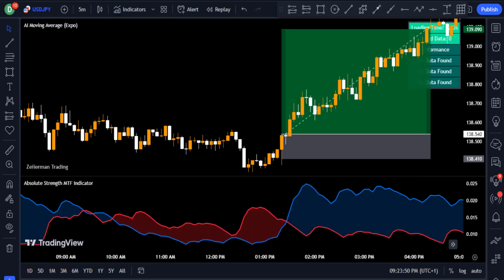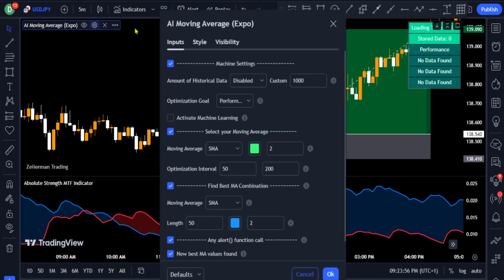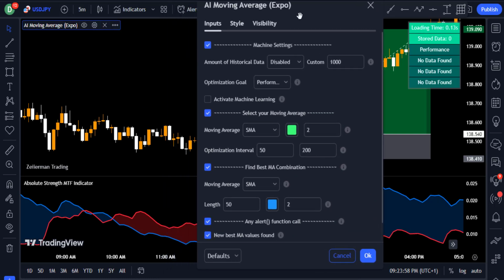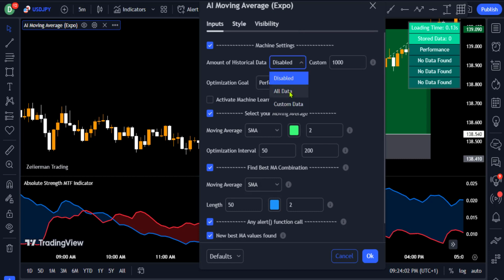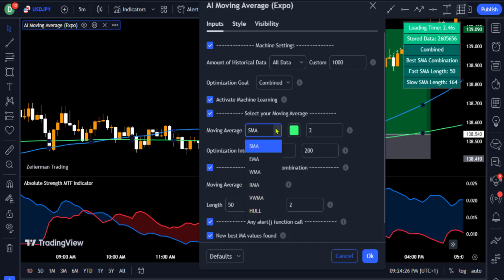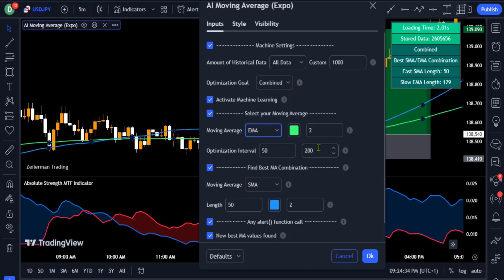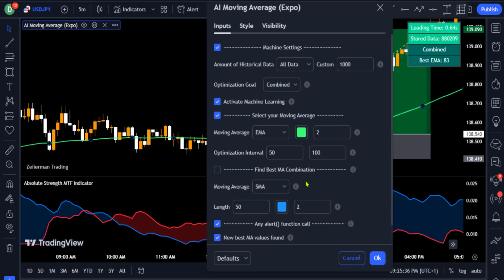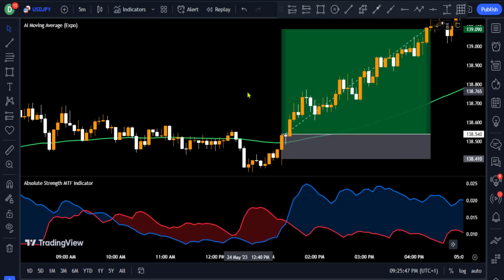Now that you have added the indicator to the chart, let's go ahead to the indicator's settings to refine some of its settings. Now, here on the input section of the indicator, you are going to change this amount of historical data to all data, then this optimization goal to combined, and check this box to activate machine learning to trigger machine learning algorithms, and then change this moving average type to EMA. Again, you are going to change this moving average length to 100. And because we only need one moving average for this strategy from this indicator, you are going to uncheck this second moving average. Then go to the Style section and uncheck this table, and then click OK.